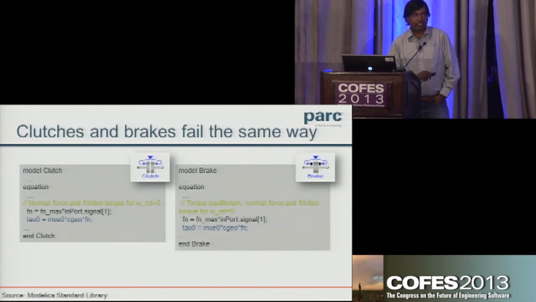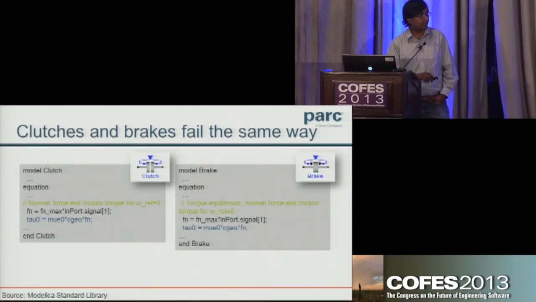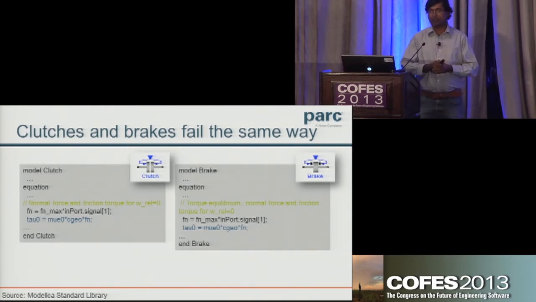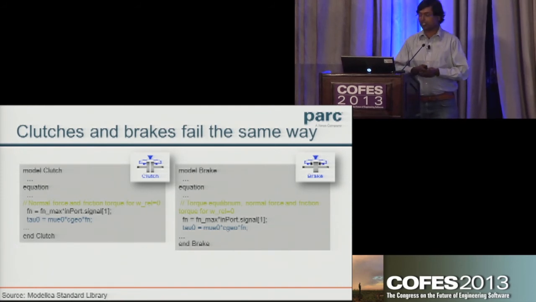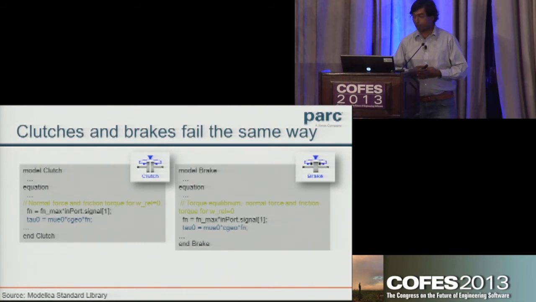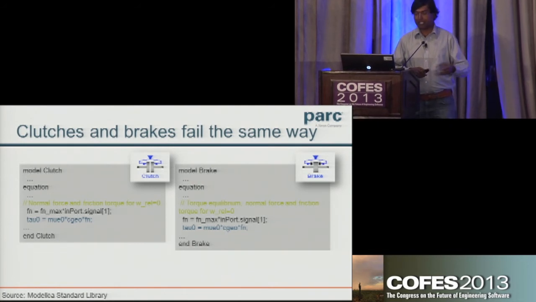So is this true? Let's investigate again our friends, the clutches and the brakes. Here I've grabbed a couple of descriptions of these models from the Modelica standard library, which is used in automotive modeling in Europe quite a bit, and now starting here in the US. Let's look at the equation in blue over there. It equates something which is a torque on the left hand side to a product of a coefficient of friction, a geometric constant, and a force. It's exactly the same in the brake.